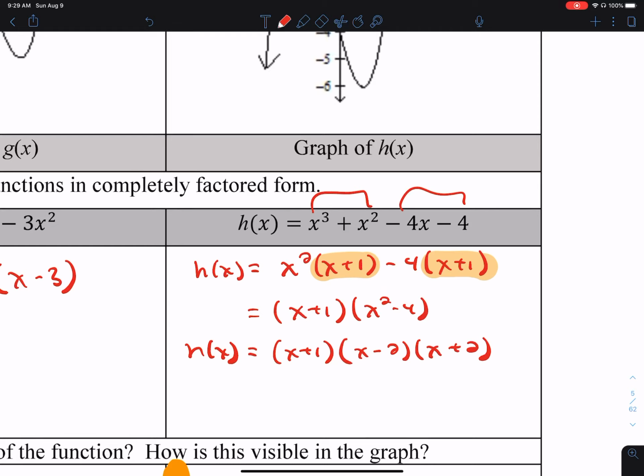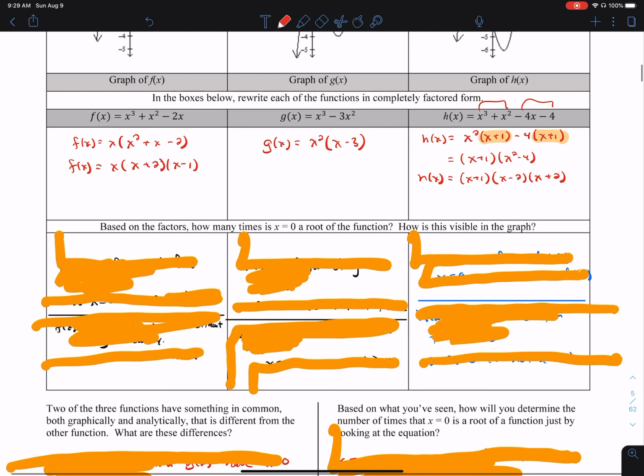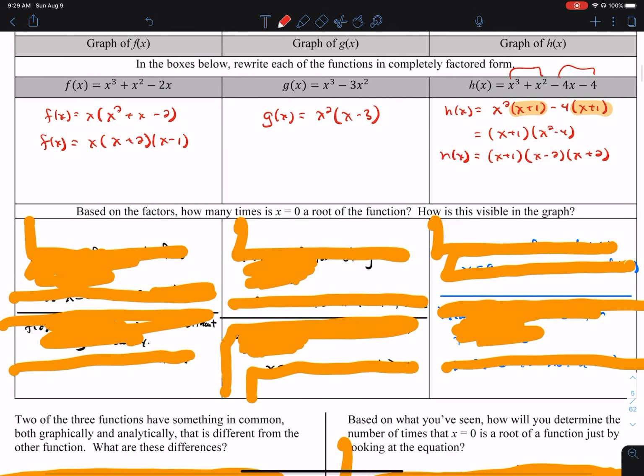So what does factoring have to do with finding the zeros of a function? We're going to try to figure that out here. Based upon the factors, how many times is x equals 0 a root of the function? And then how is this visible in the graph?